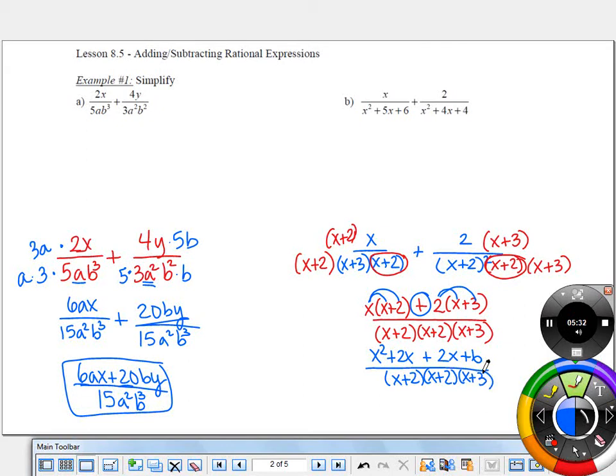And then I'm going to go ahead and combine like terms. So I have x squared plus 4x plus 6, and that's all over (x plus 2) squared and (x plus 3). Now, that numerator is a trinomial. If factorable, I'd want to factor it in case a factor cancels. But as I look at it, things that multiply to make 6 but add to make 4, those don't exist, which means it's not factorable, and this is the most simplified form of that problem.